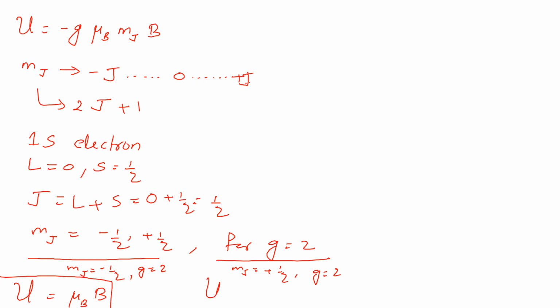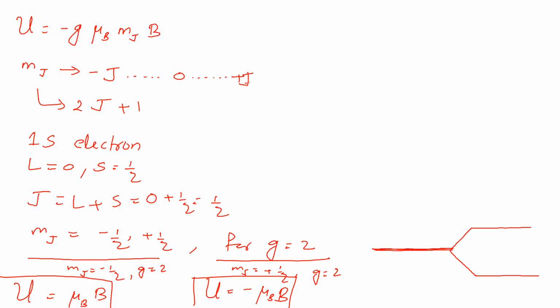And for the other one, it will be minus mu B times B. These are the potential energies in the presence of an external field. So normally, if there is no field present, the potential energy is given by a single value. What is that? But due to the presence of the external field, the potential energy is split into two.